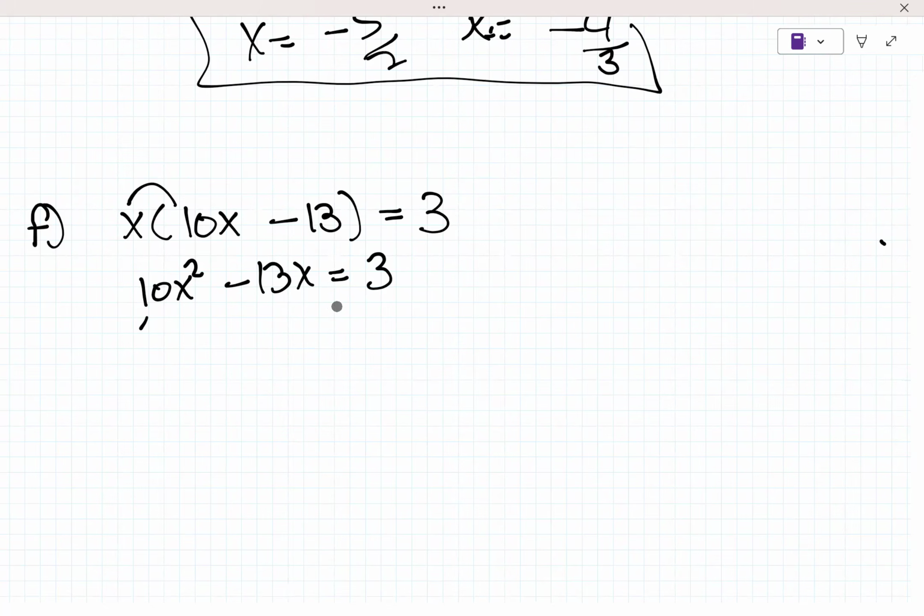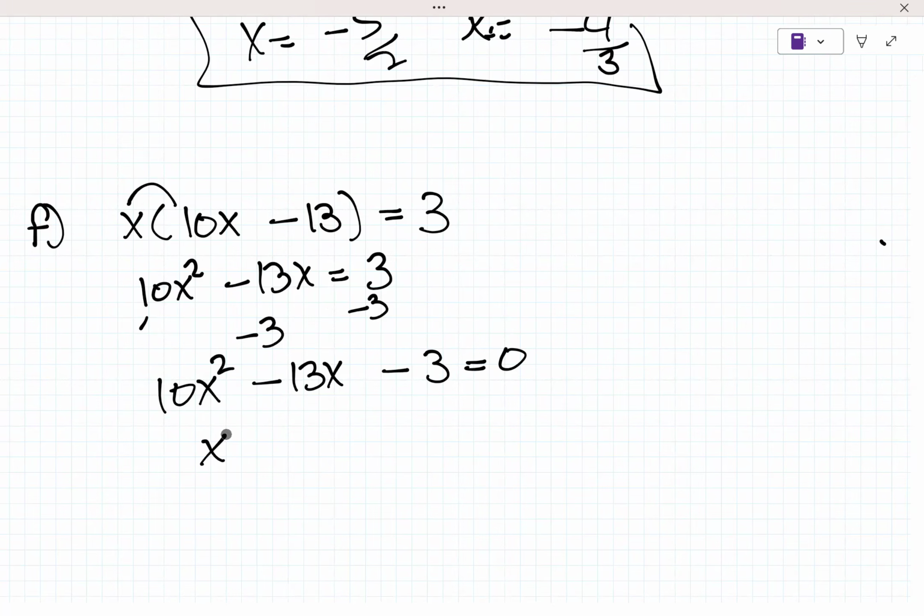Then what I would do is get one side to 0, so I'm going to subtract 3 from both sides. So I get 10x squared minus 13x minus 3 equals 0. Okay, then I'm going to do bottoms up, but first, can I divide by a number? No, because of that 13. So go ahead and continue with bottoms up. So it's going to be x squared minus 13x, and then 10 times negative 3 is negative 30. Okay, then factor this out and see.